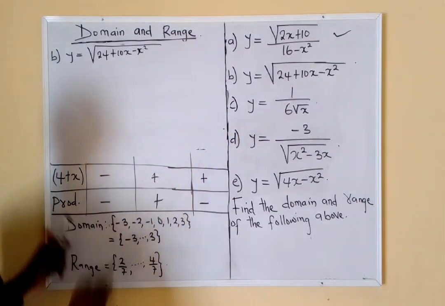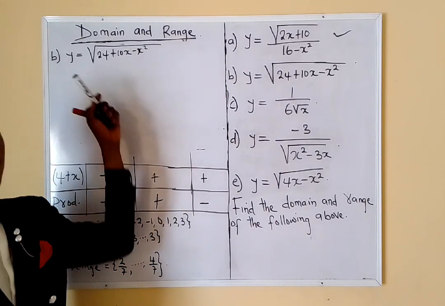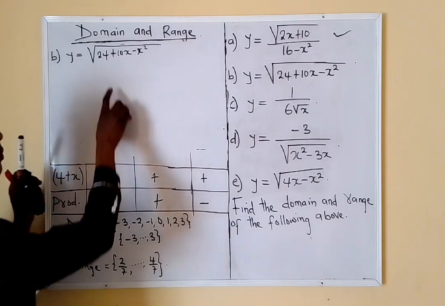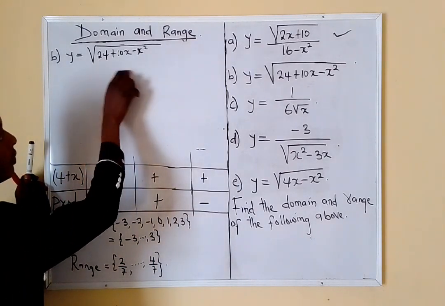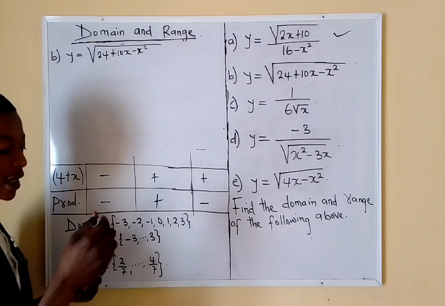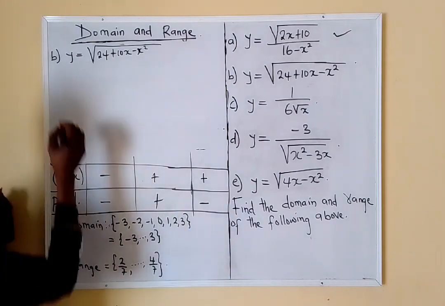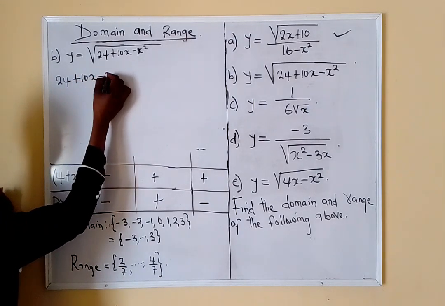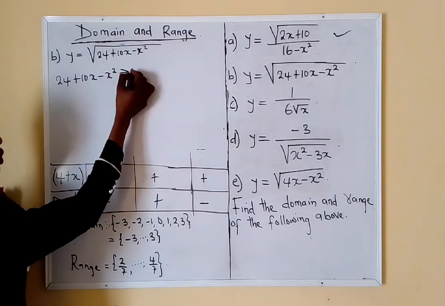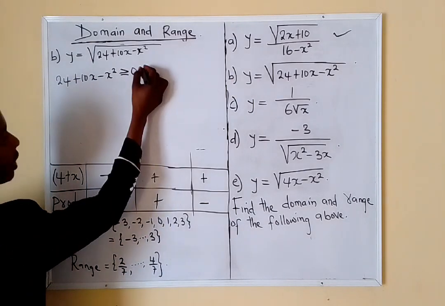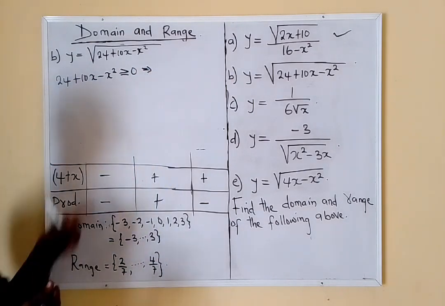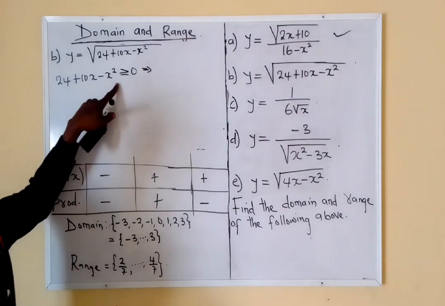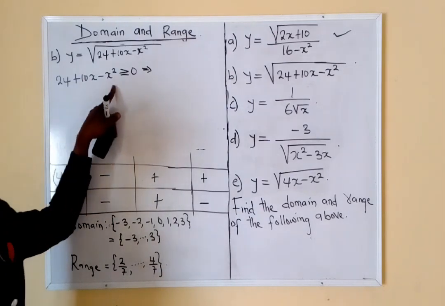So that means our 24 plus 10x minus x squared will be greater than or equal to 0. So this implies here our x squared, the coefficient of x squared is minus 1. What is standing for x squared is minus 1. So we need to make it unity, positive unity. Positive unity means what is standing for x squared should be positive. How do we do that? We divide everything here by minus 1, so that it will become x squared minus 10x minus 24 is greater than or equal to 0.